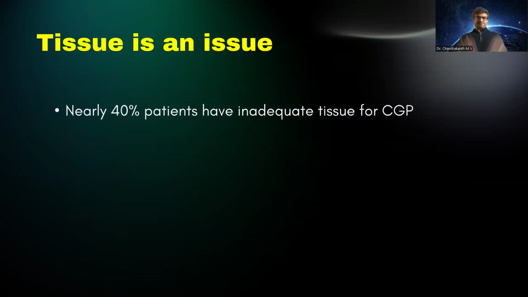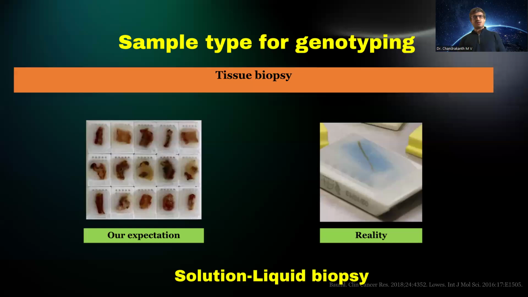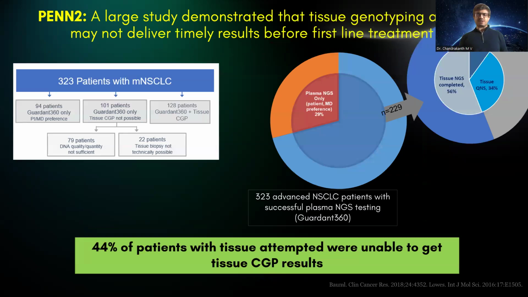Now comes the problem that tissue is an issue. Okay, the biopsy, and if I have to send the blocks for CGP, there is a 40% chance that the tissue is inadequate. This is based on the data. On the left is our expectation for the tissue adequacy, but on the right is the reality. You hardly have any tissue left. The solution is liquid biopsy.